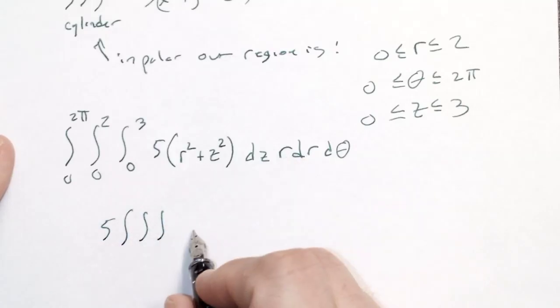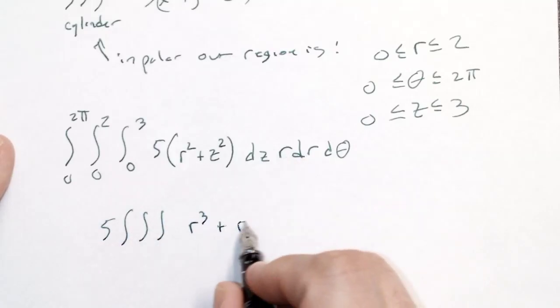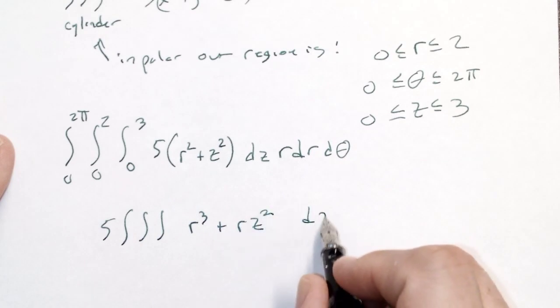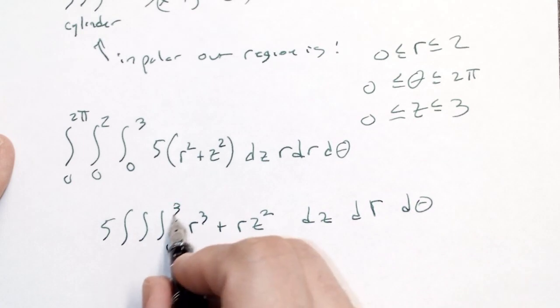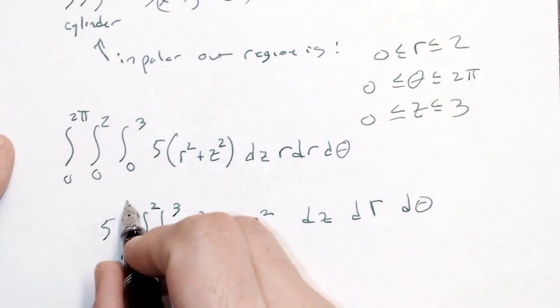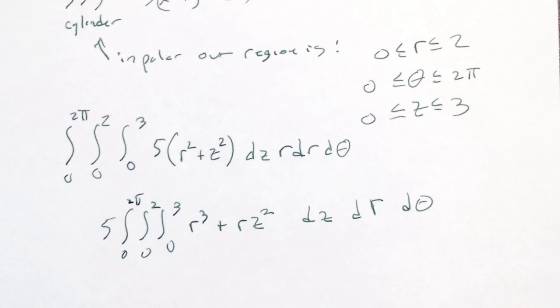And then I would have r cubed plus r z squared dz dr d theta, from 0 to 3, 0 to 2, 0 to 2 pi. Presto. This is an easy integral. So do it. It's not short, but it is easy.